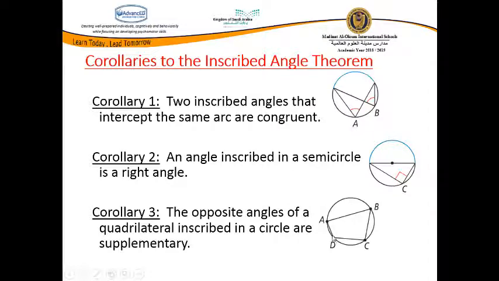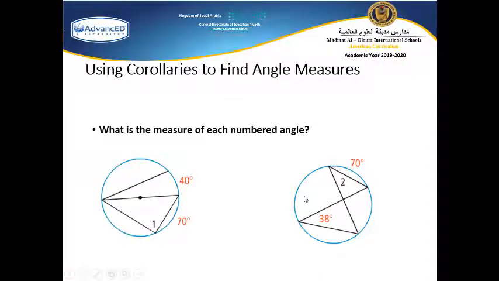If we have a quadrilateral, like the quadrilateral ABCD, inscribed in a circle, as you see here, then each two opposite angles are supplementary. That means angle A and angle C are supplementary, and angle B and angle D are also supplementary. By applying that, let's solve this question. What is the measure of each numbered angle? Angle 1. Since angle 1 is inscribed in the semicircle, it equals half of 180, so the measure of angle 1 equals 90.